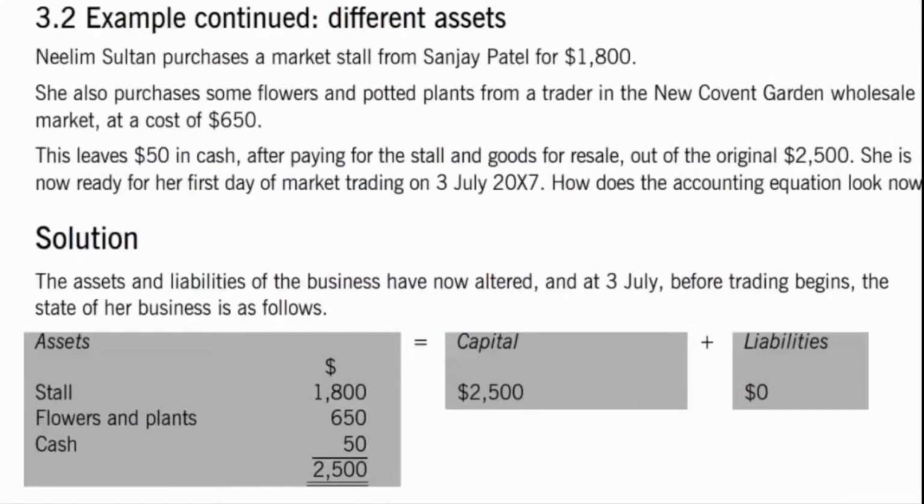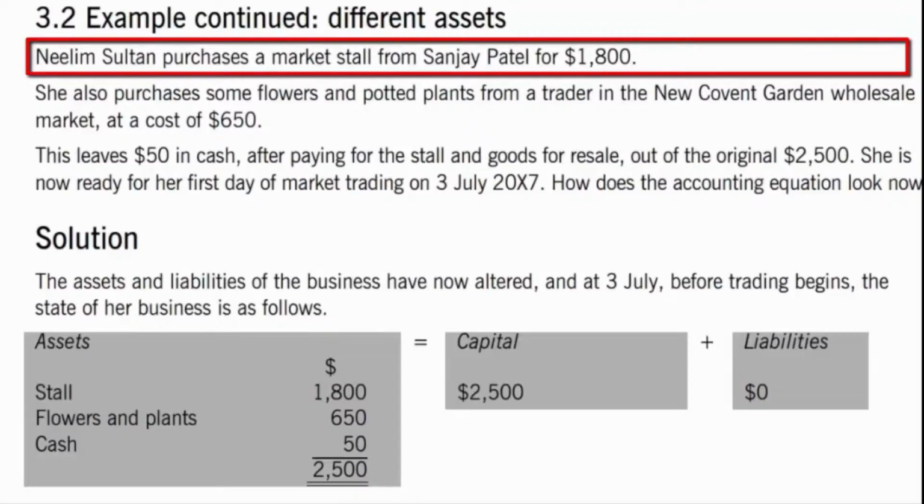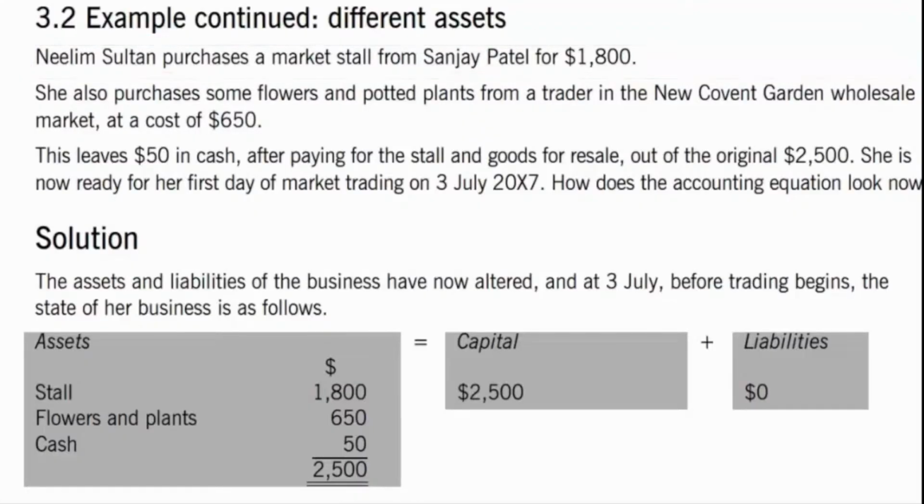3.2 Example, continued. Different assets. After investing her original capital of $2,500, Neelam makes a couple of purchases to prepare for her new flower business. 1. Purchasing a market stall. Neelam buys a market stall from Sanjay Patel for $1,800. This stall is now an asset because it's something the business owns and will use for trading.